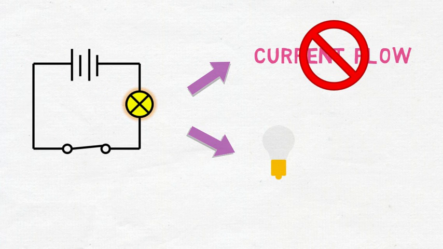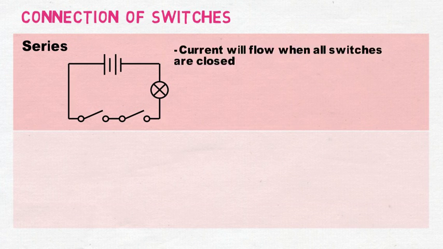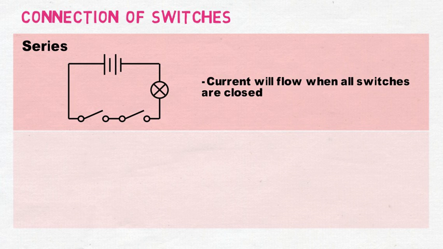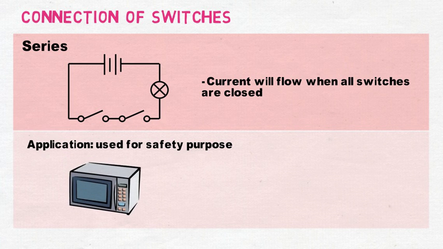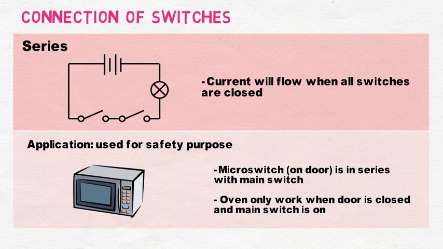However, when the switch is closed, it will form a closed circuit and the current can flow through, so the bulb will light up. We have learned that in series circuit, the current will only flow when all the switches are closed. Series circuits are useful when it comes to household appliances like a microwave oven. The micro switch on door is in series with the main switch.